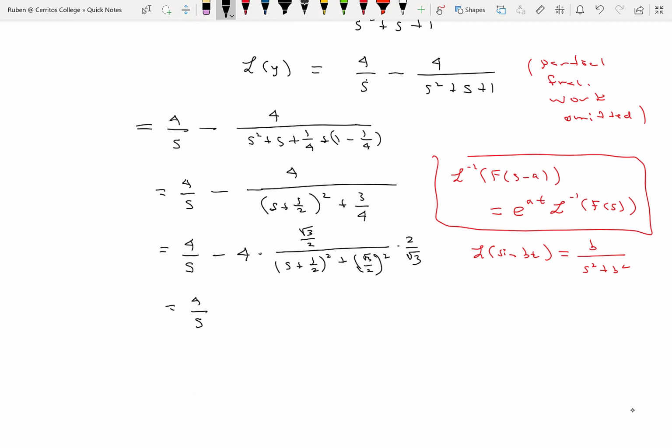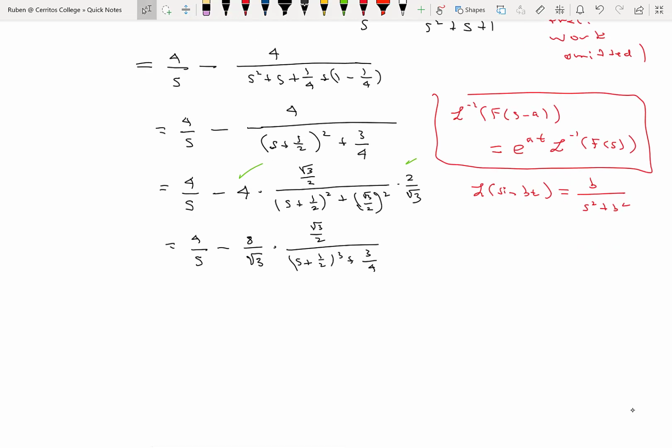This is 4 over s. I'm going to combine that 4 with the 2 over radical 3 to give us 8 over radical 3. So 4 over s minus 8 over radical 3 times that same old radical 3 over 2 over s plus 1/2 squared plus 3/4, or radical 3 over 2 squared. Now we're going to use the first shifting theorem. So y of t is the inverse Laplace transform of this function of s.